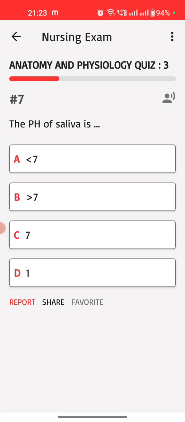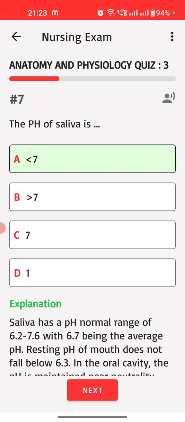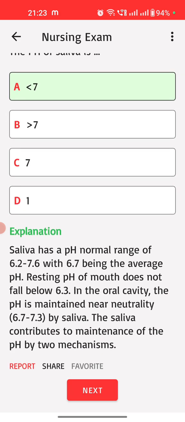The pH of saliva is A. 7. B. Correct answer. Saliva has a pH normal range of 6.2–7.6 with 6.7 being the average pH. Resting pH of mouth does not fall below 6.3. In the oral cavity, the pH is maintained near neutrality, 6.7–7.3 by saliva. The saliva contributes to maintenance of the pH by two mechanisms.